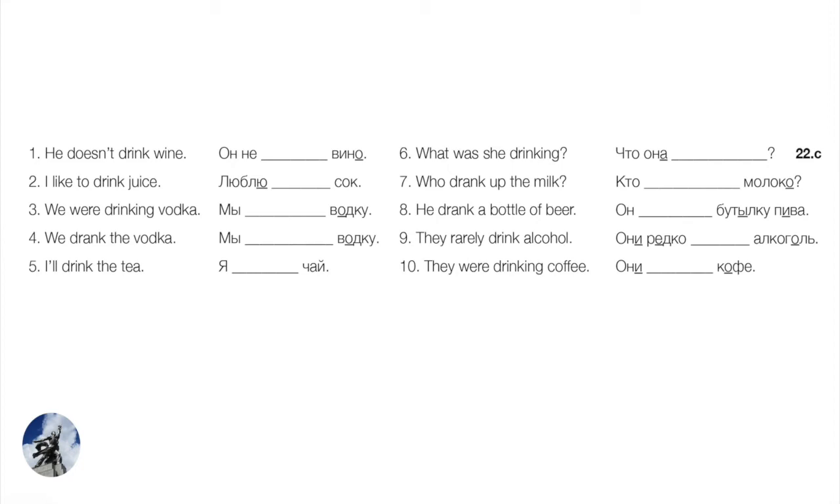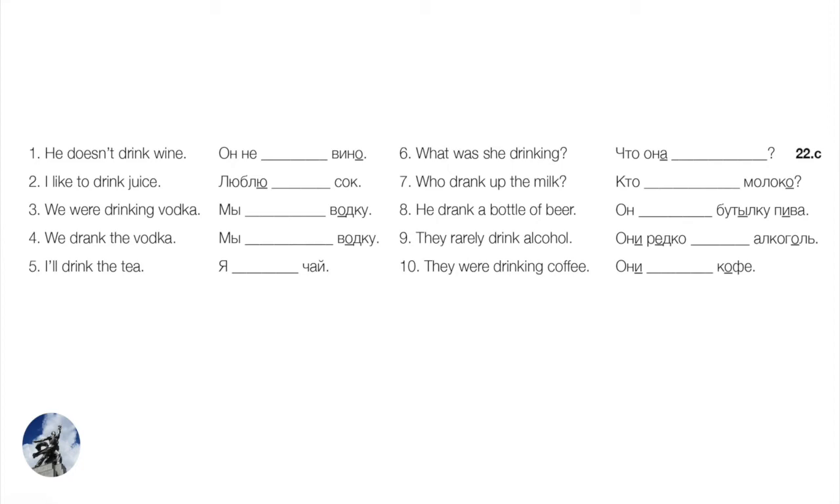Number eight, he drank a bottle of beer. Okay, simple past tense, sounds like it's completely drunk, right? Maybe he is too, I don't know, but right, we need a perfective verb here. Он выпил бутылку пива. He drank, perfective, a bottle of beer.